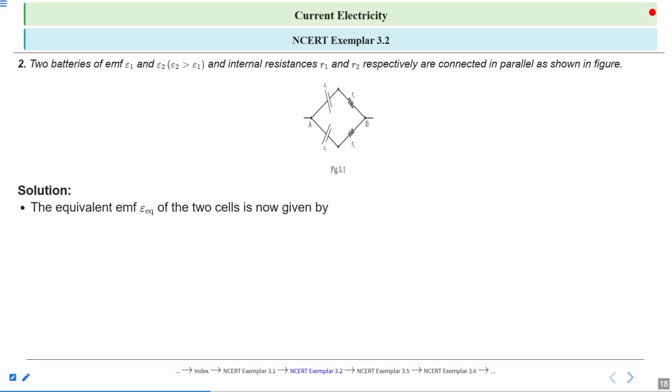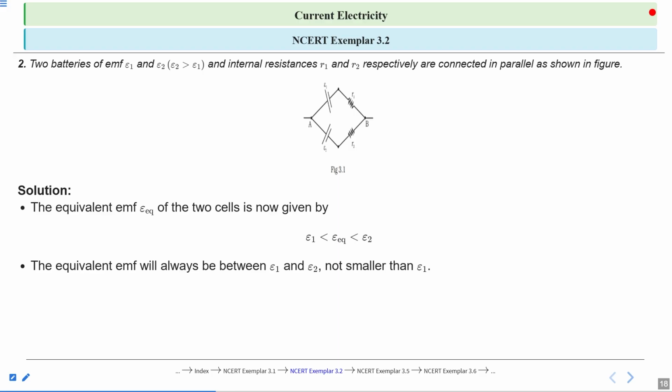So from both these cases, we can write that epsilon equivalent is between epsilon 1 and epsilon 2. Okay. So the equivalent EMF is between the EMF of the first cell and the EMF of the second cell. The equivalent EMF will always be between epsilon 1 and epsilon 2, not smaller than epsilon 2. So option B is incorrect and option A is correct. Option A is the correct option.